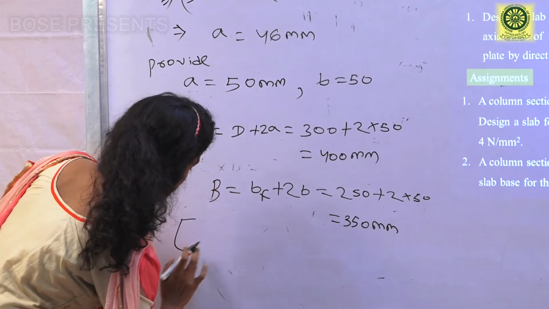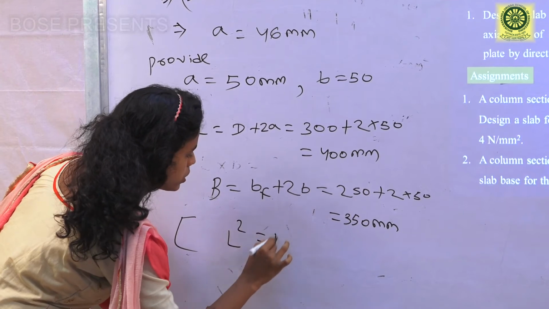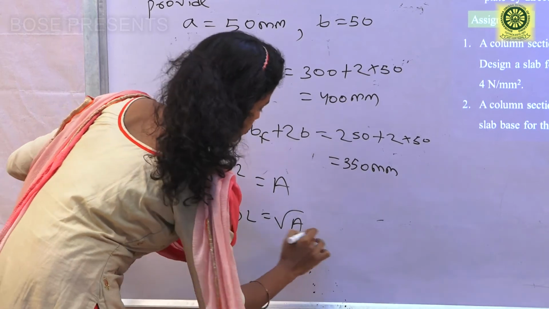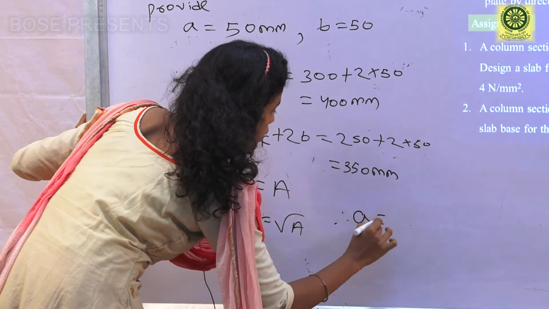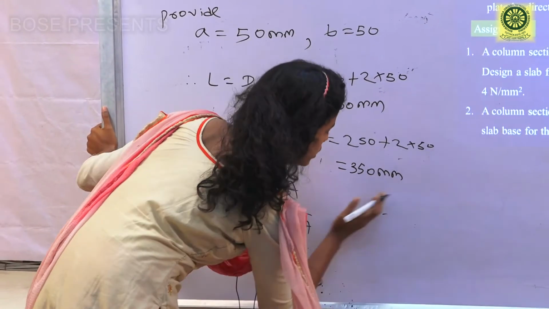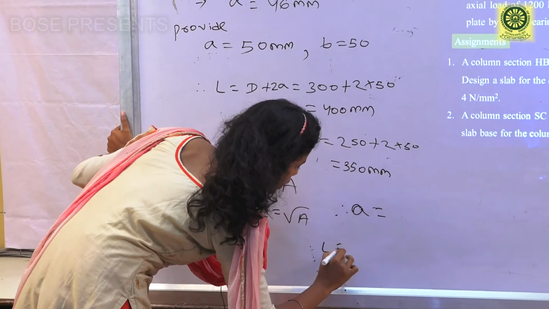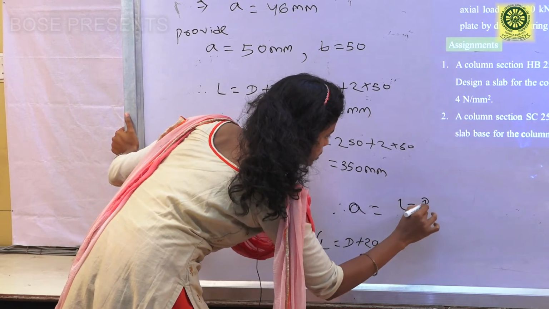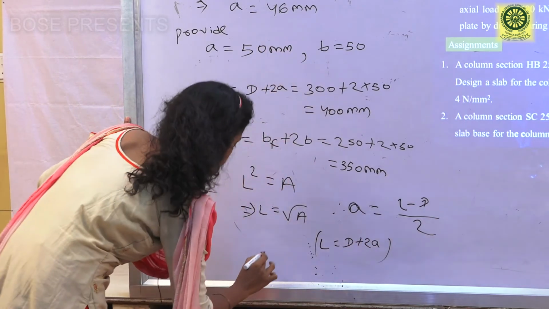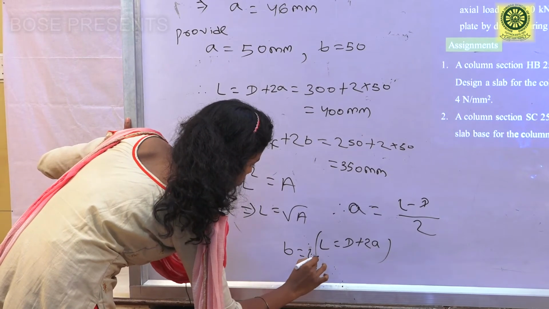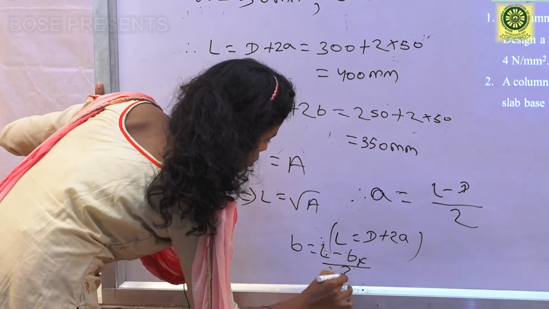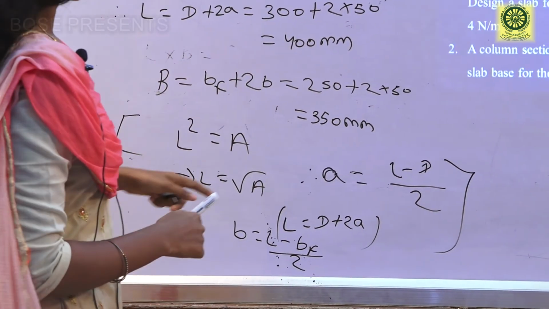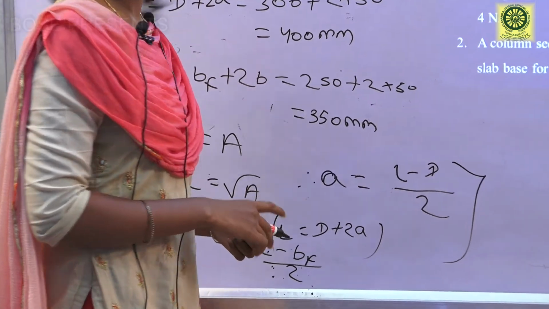If you design it as a square section, then L square is equal to A. Then from this you calculate L, that is root over of A. Then from L you can calculate A. I already told that A is equal to D plus 2A. So from this, A can be calculated as L minus D divided by 2. Like that, B can be calculated as L minus BF by 2. So whichever value is more, you consider that as A, and the lesser value as B.